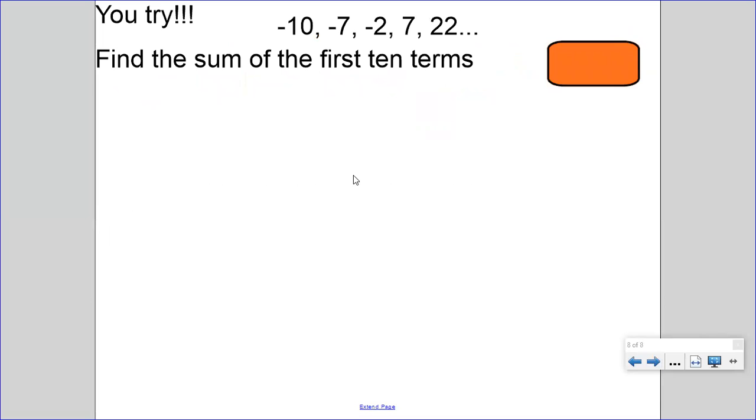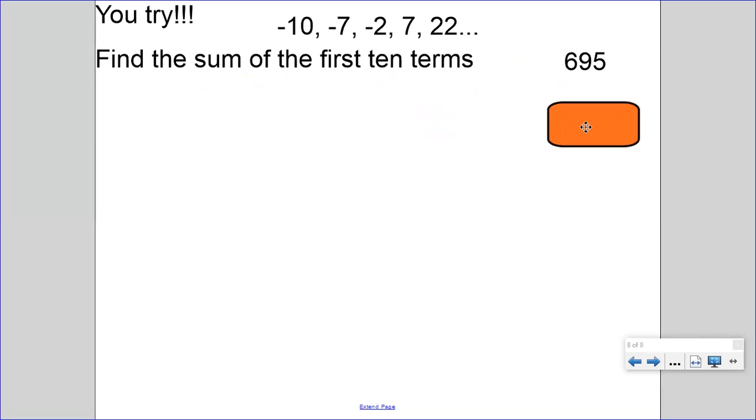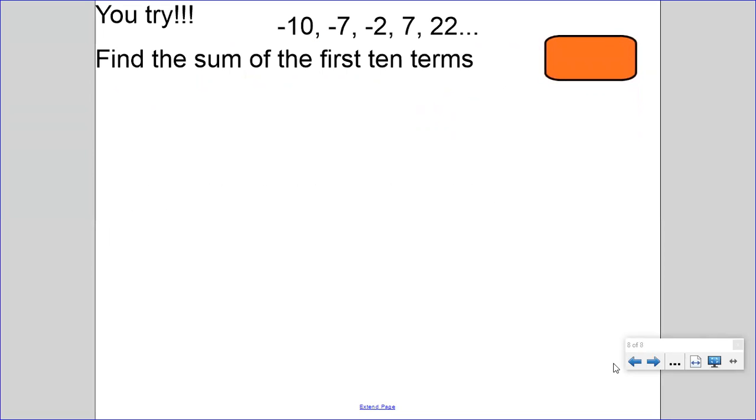Okay, so this is what we got. This is our last problem. I'm going to throw the answer up here for you to check because I need to put Zoe down. We're finding the sum of the first 10 terms. Your answer should be 695. But let's talk about what the rest of this looks like.